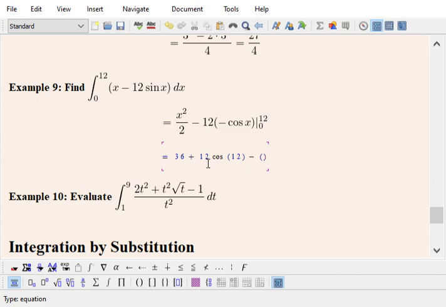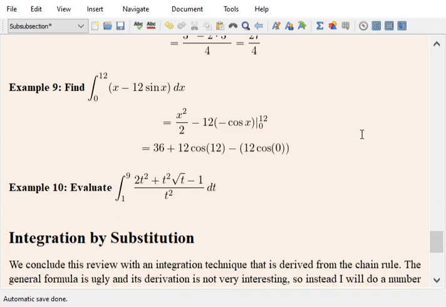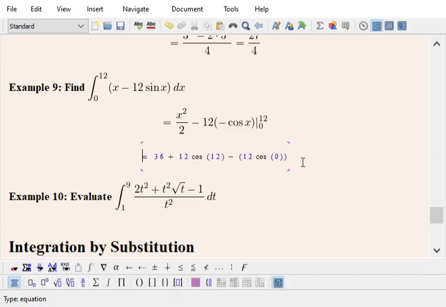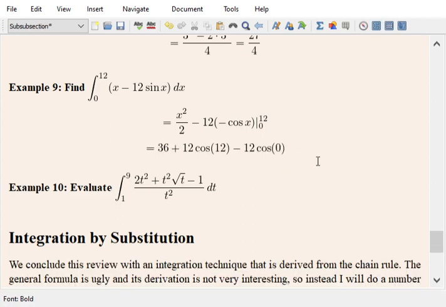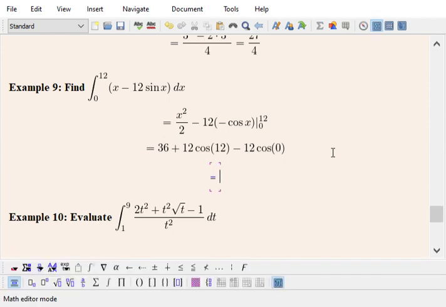So if this is the first chunk, what you get when plugging in 12, what is the second chunk? Well, that is 0 plus 12 cosine of 0. I guess I don't need these extra parentheses. And so finally, cosine of 0 is 1. So we get 36 minus 12, which is 24. So our final answer is 24 plus 12 cosine of 12.